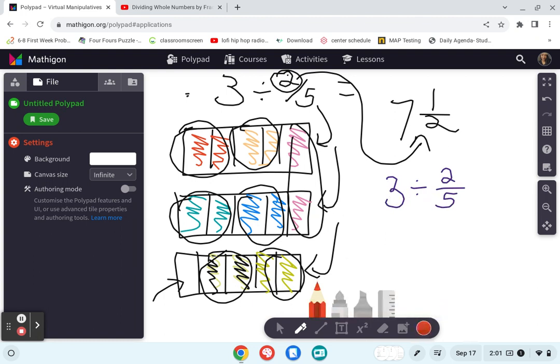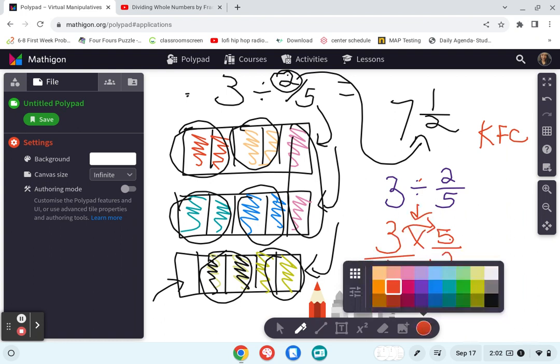All right. So another strategy that you may see people use is what they call keep, flip, change. KFC, chicken, right? And so what they do is they keep the dividend, which is 3, because this is what's being divided. They change the sign of division to multiplication, and they invert. They change the sign and they flip the divisor. Okay. And when they do that, now they multiply across. Now they're back to multiplying fractions.